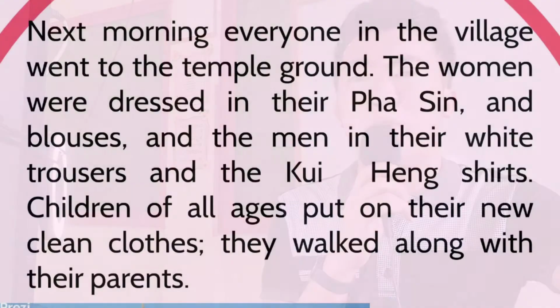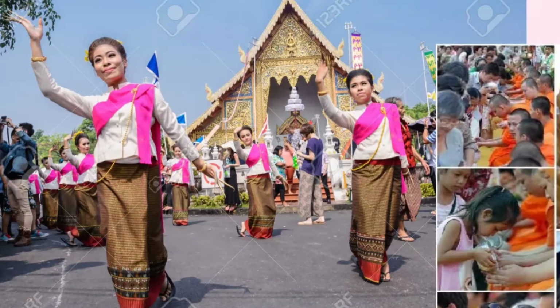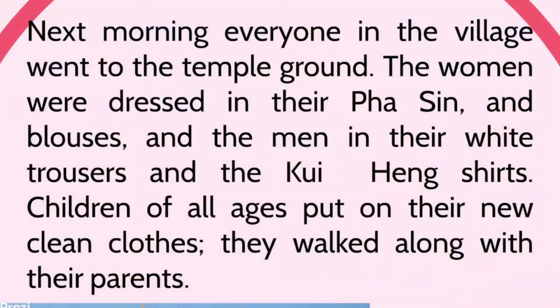"Next morning, everyone in the village went to the temple ground. The women were dressed in their fasin." You know already the traditional attire of the Thai. Let me show you the picture of their traditional attire later on in my presentation. "The women were dressed in their fasin and blouses, and the men in their white trousers and the kui hang shirts. Children of all ages put on their new clean clothes. They walked along with their parents." So this is their traditional attire. Let's imagine how they do the ceremony.